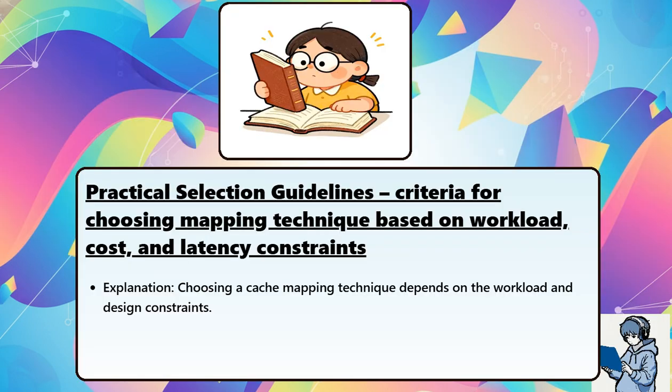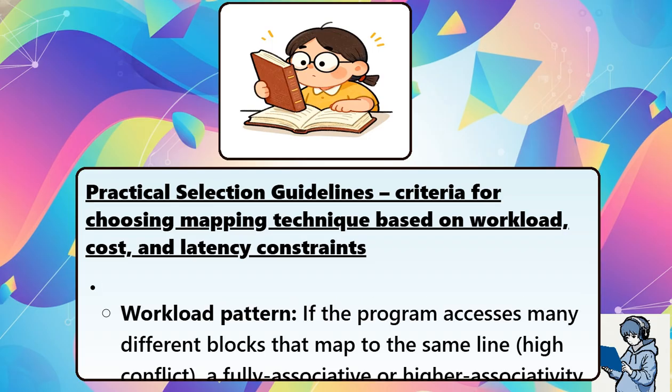Explanation: choosing a cache mapping technique depends on the workload and design constraints. Workload pattern: if the program accesses many different blocks that map to the same line, causing high conflict, a fully associative or higher associativity set associative cache reduces misses. For workloads with good spatial locality and few conflicts, a simple direct mapped cache may be sufficient.